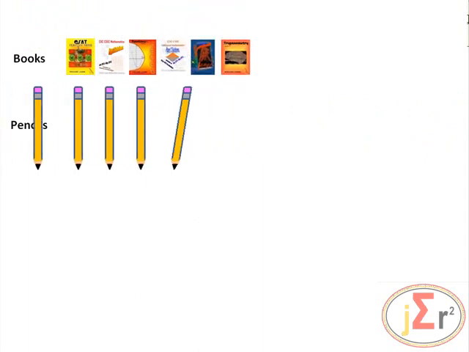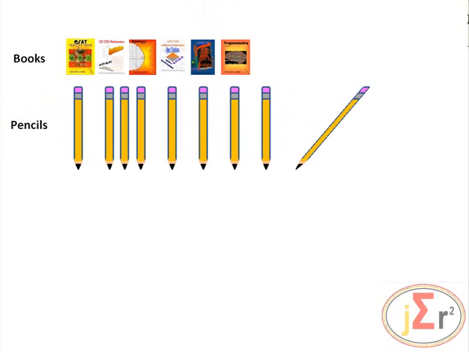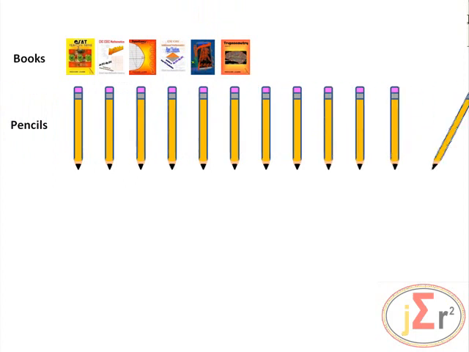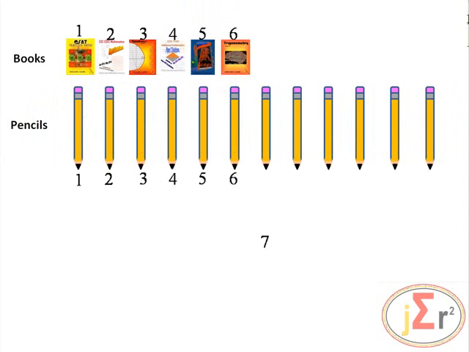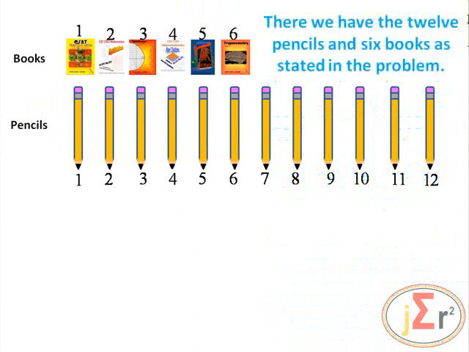So we don't even have to count them, because the animation will count them for us. Let's go. 1, 2, 3, 4, 5, 6 books. 1, 2, 3, 4, 5, 6, 7, 8, 9, 10, 11, 12 pencils. There we have the 12 pencils and the 6 books, as stated in the problem.